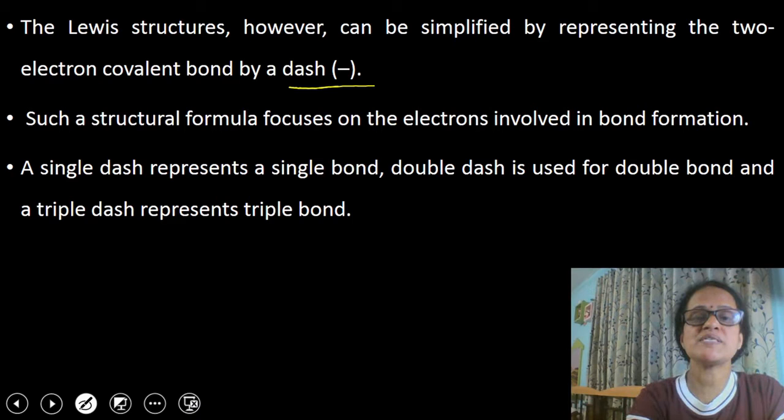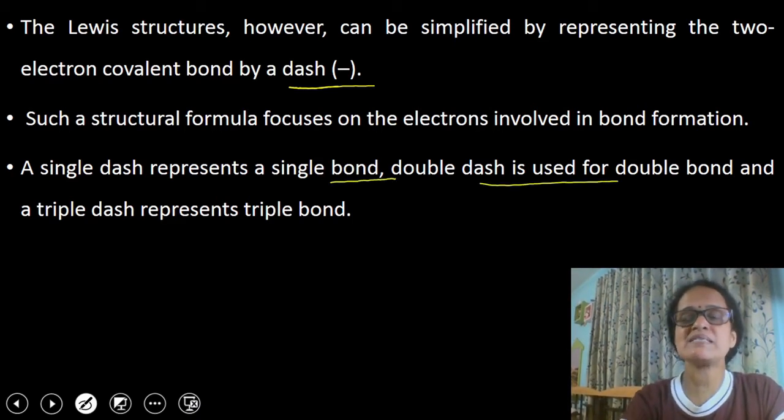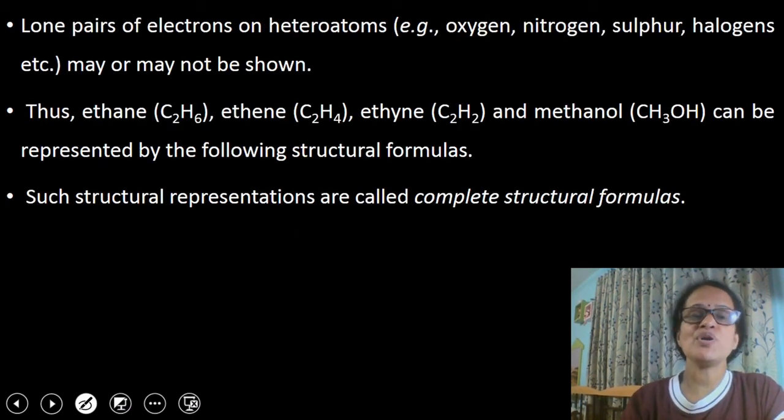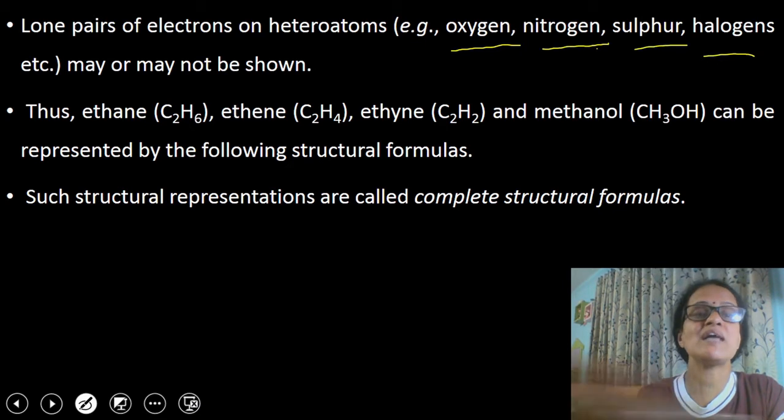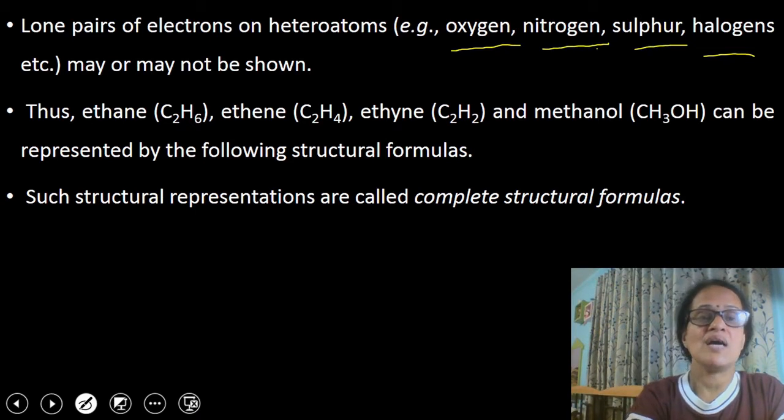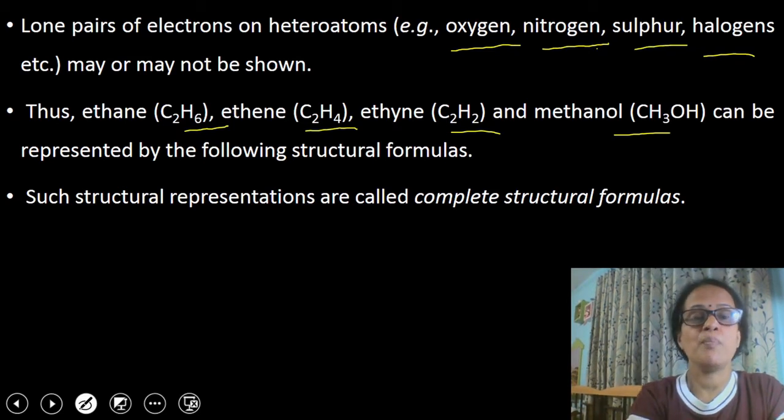So, a single dash represents a single bond, a double dash represents a double bond, and a triple dash represents a triple bond. And lone pair of electrons on heteroatoms. Heteroatoms are atoms other than carbon and hydrogen. So lone pair of electrons on heteroatoms like oxygen, nitrogen, sulfur, halogens, etc. may or may not be shown. So now we will see how we can represent ethane, ethene, ethyne and methanol by means of the following structural formulas. Such structural representations are called complete structural formulas.